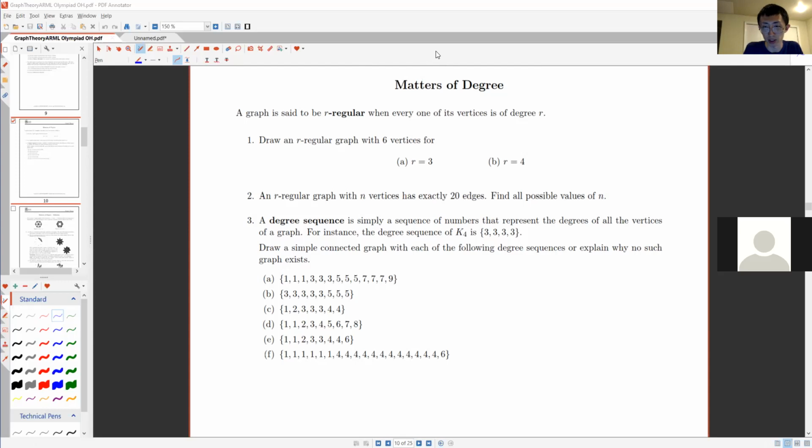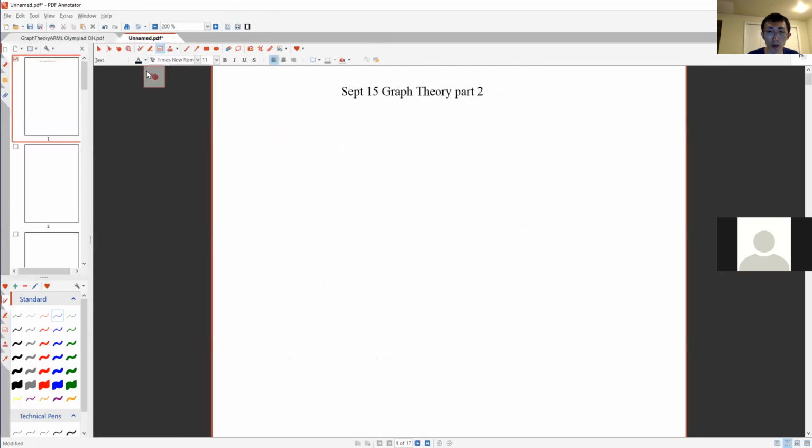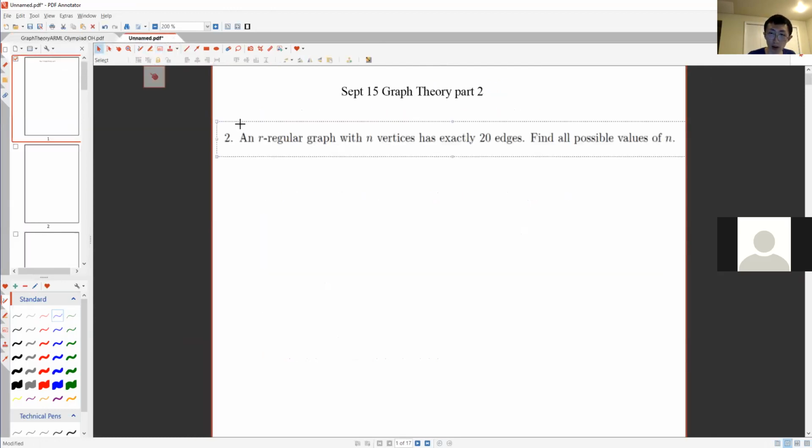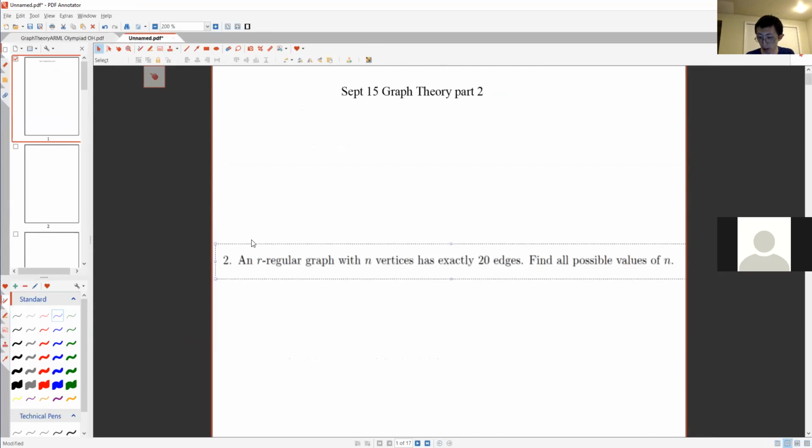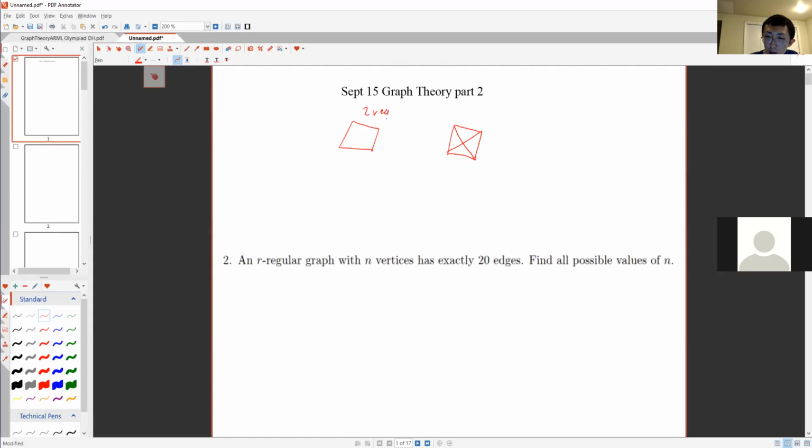It just says a graph is R regular if the degree of each vertex is R. So maybe I should draw an example. This would be a 2 regular graph because all the vertices have degree 2. This would be a 3 regular graph because all the vertices have degree 3, and so on. 2 regular, 3 regular.